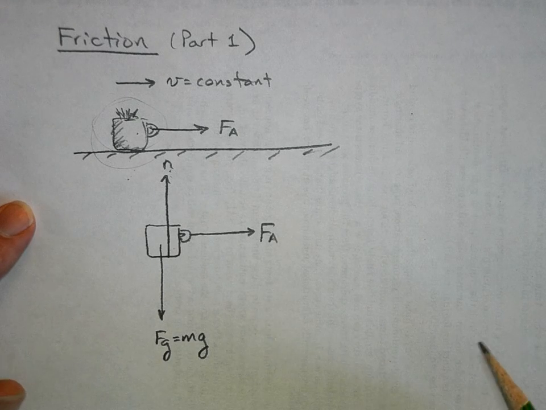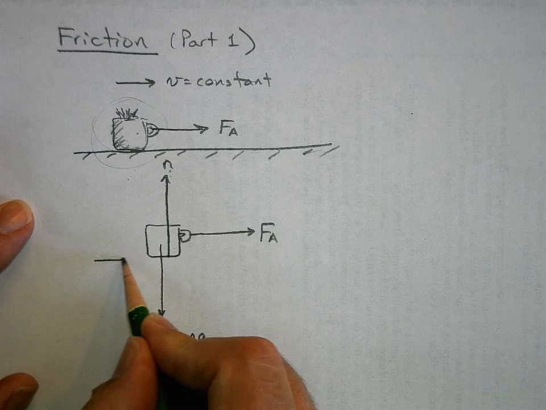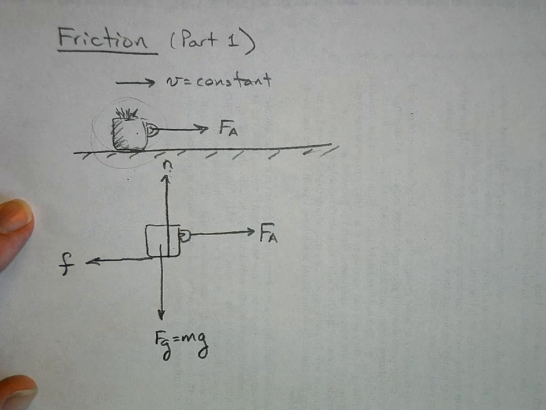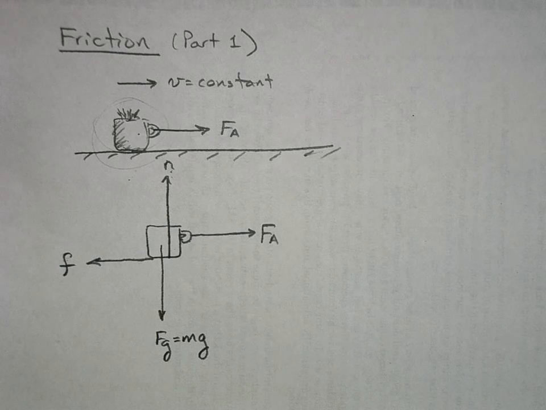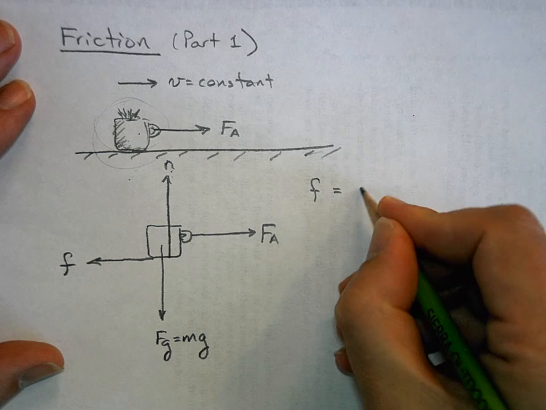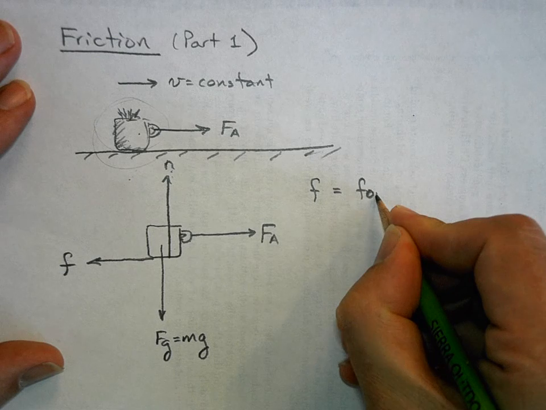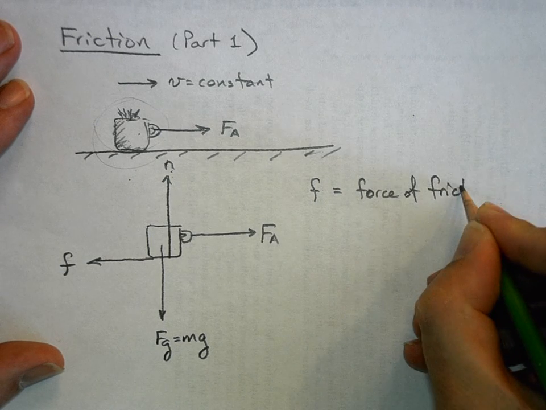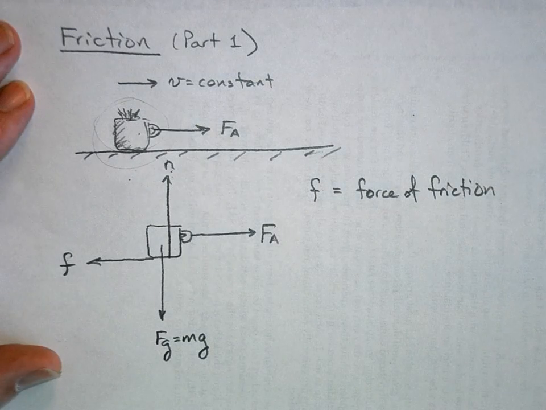And that interaction, we give it this little symbol right here, F. And F means the force of friction. Okay?